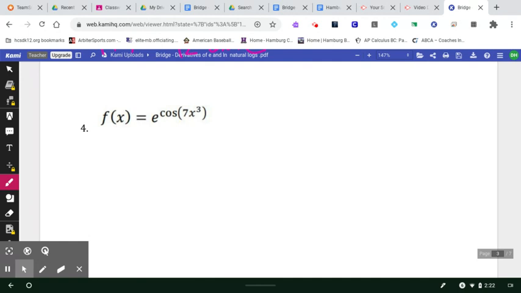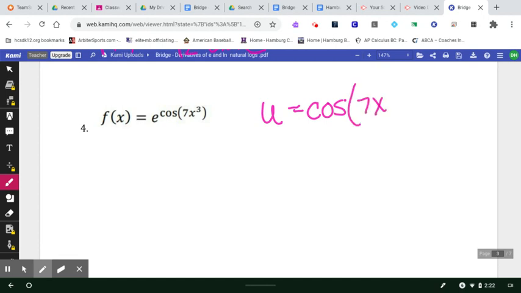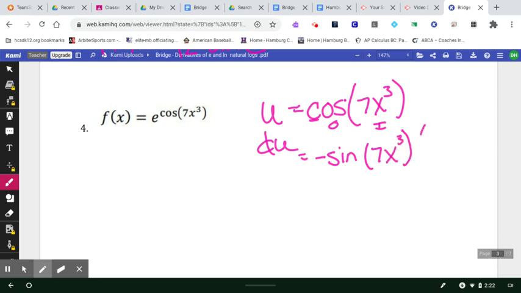All right, f of x equals e to the cosine of 7x cubed. All right, so same idea. I'm just going to jot down my u for myself because there is a chain rule in there. It's the cosine of 7x cubed. And just again, to review that chain rule, this is my inside, this is my outside. So remember, I'm saying derivative of the outside. It starts with the c, so we know it's negative sine, keep the inside, times the derivative of the inside.